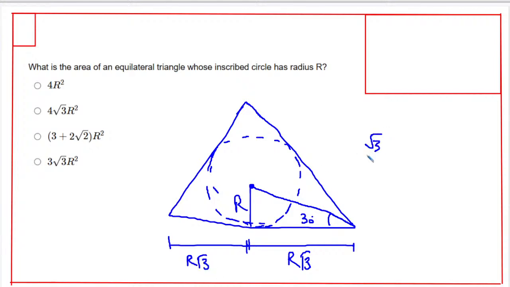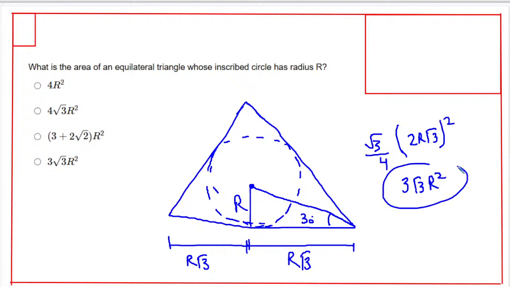So what is the area? Root 3 by 4 side square. Side is 2 root 3 r. This is 3 root 3 r square. You can remember this like a formula for you. Next question.